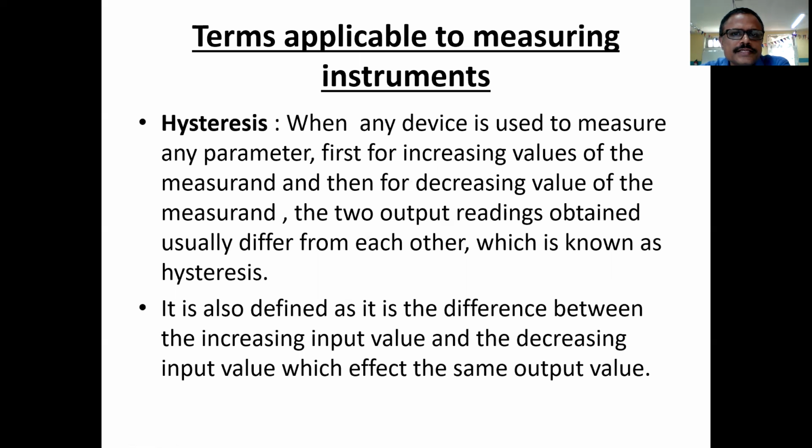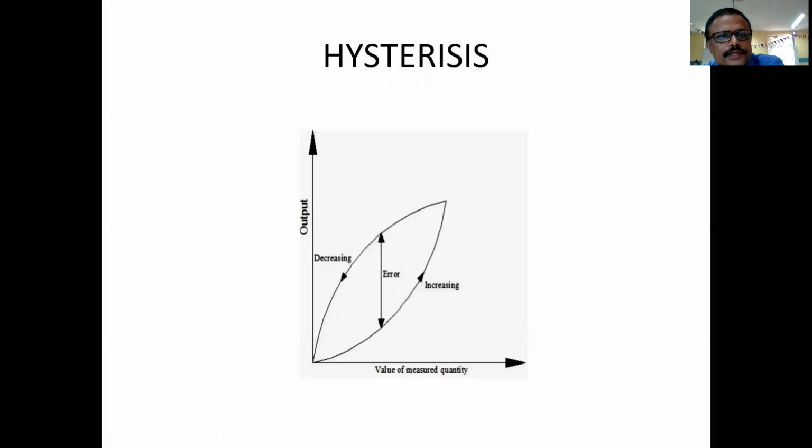So you can define it like this. When any device is used to measure any parameter, first for increasing values of the measurand and then for decreasing values of the measurand, the two output readings obtained usually differ from each other. That is known as hysteresis. It is also defined as the difference between the increasing input value and decreasing input value, which affects the same output value. That is also another definition. So the hysteresis effect can be best understood by this graph.